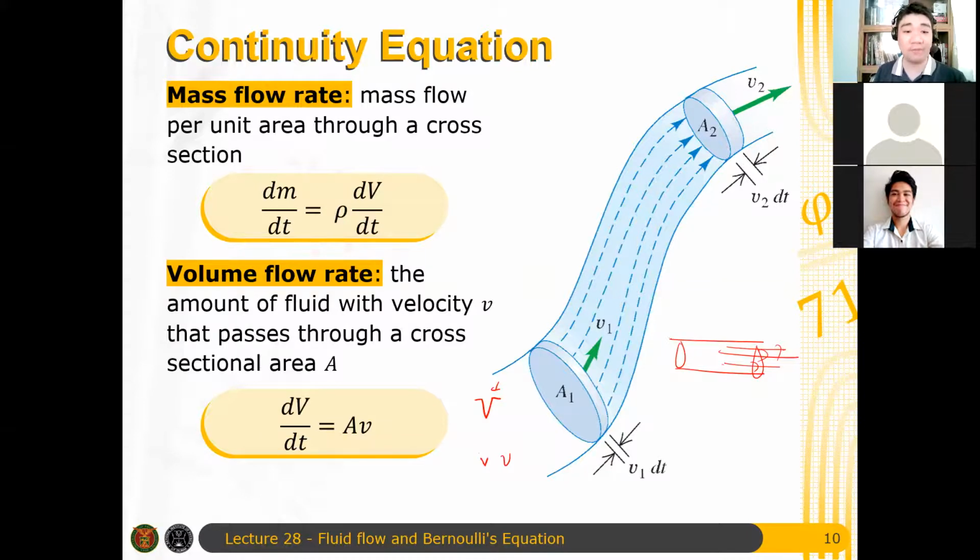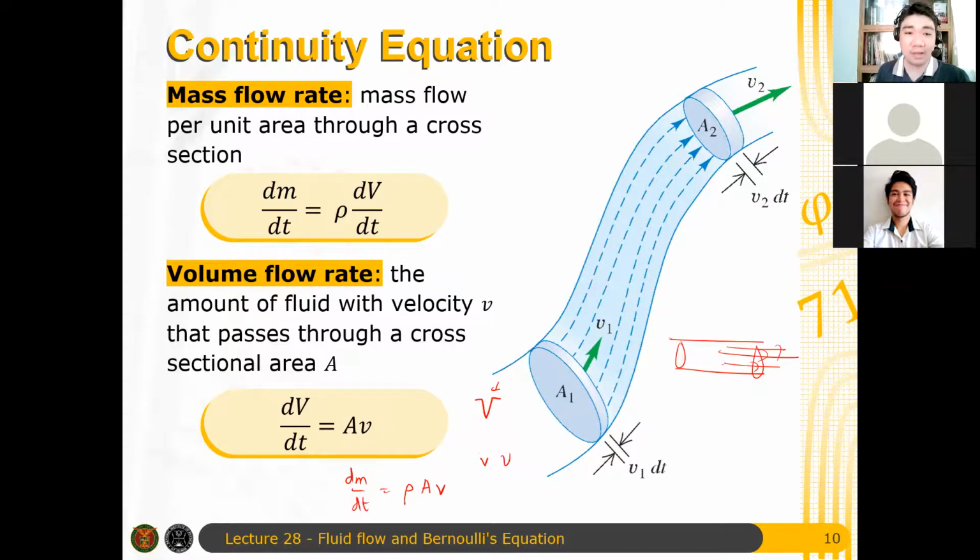So again, the volume flow rate is the amount of fluid with some speed, or in this case velocity v, that passes through a cross-sectional area A. So the change in volume per time, or the volume flow rate, is equal to just the product of the area of contact times the velocity of the fluid that's passing through it. And therefore, we can say that the mass flow rate dm/dt is simply rho times area times velocity. These are two important equations. The units can sometimes be confusing, but you can do it.